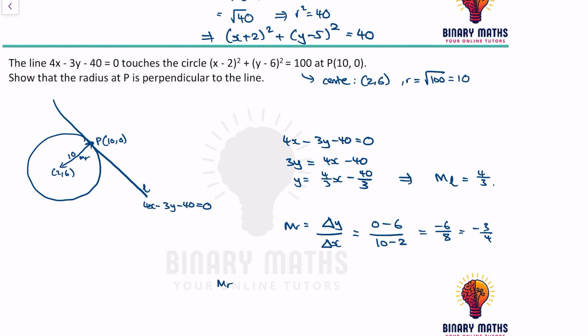Now, the gradient of the radius times the gradient of the line is equal to 4 over 3 times negative 3 over 4, which is equal to negative 1. Therefore, the radius at P is perpendicular to line L. And we have just proven what we were asked to.